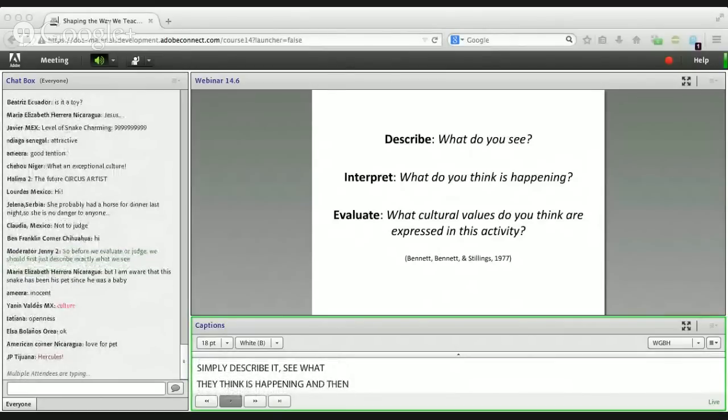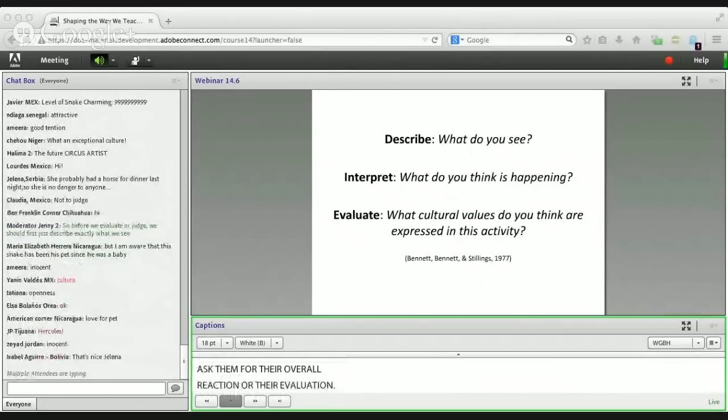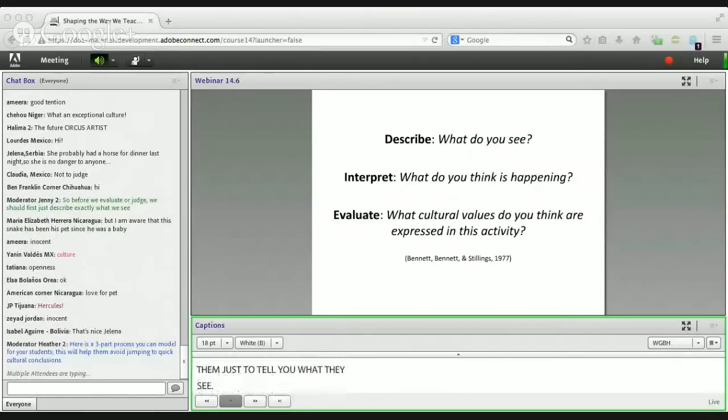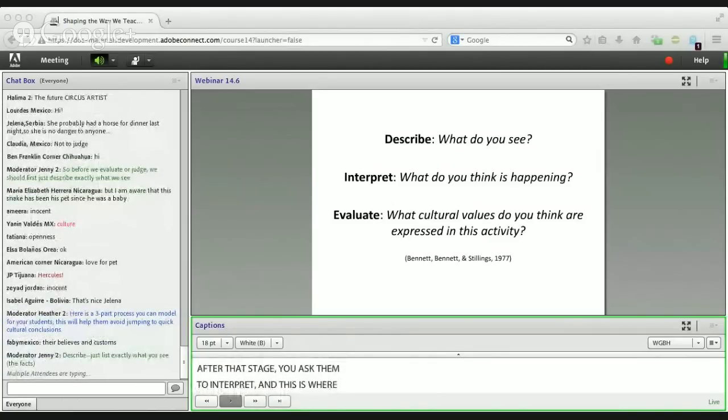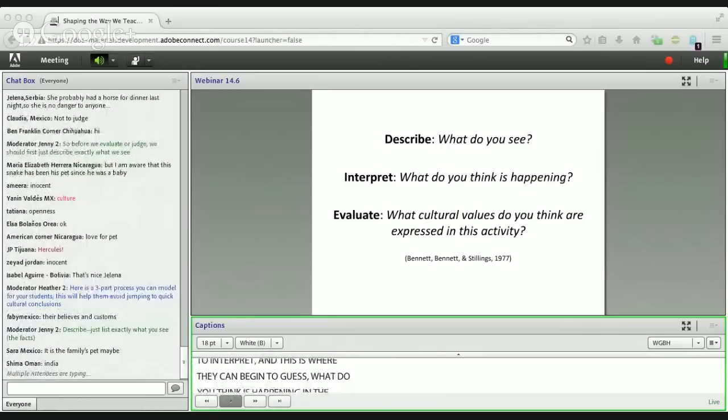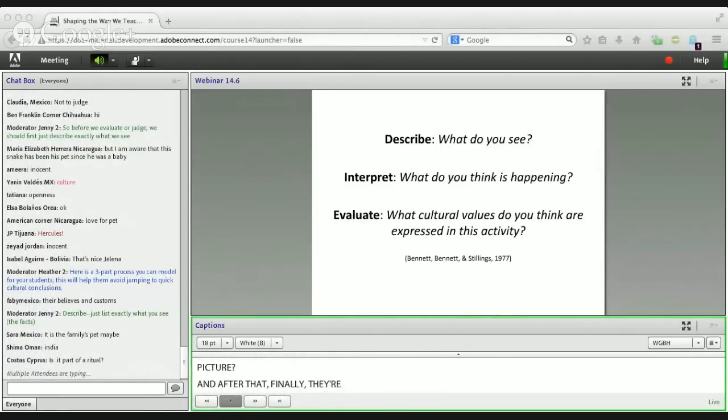At the first step, you ask them just to tell you what they see. This is very basic: objects, people, colors. They shouldn't guess what's happening, just tell you exactly what they can definitely see. After that stage, you ask them to interpret. This is where they can begin to guess what they think is happening in the picture. Finally, they make an evaluation, and for our purposes in this culture lesson, we've written evaluate as: what cultural values do you think are expressed in this activity?